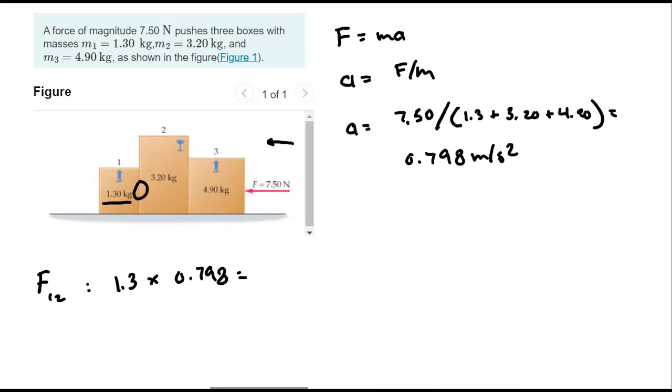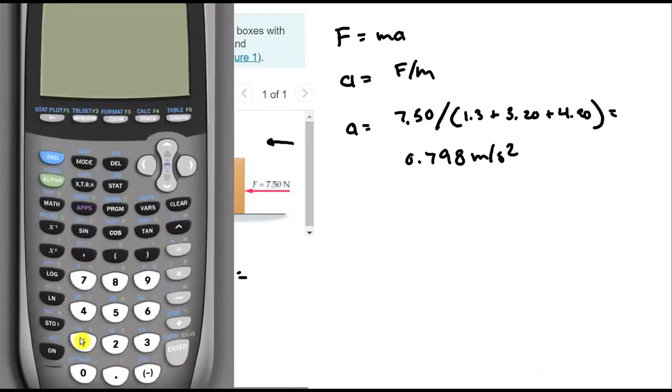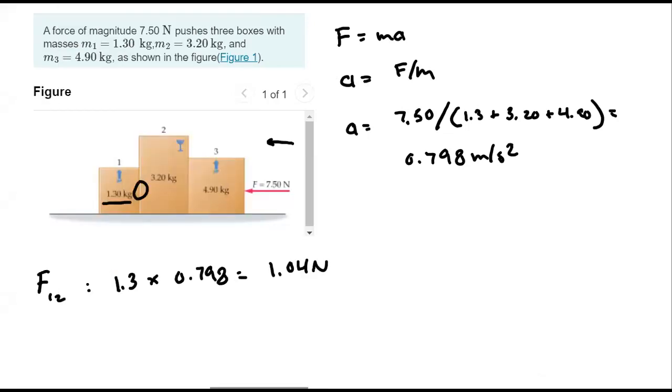to be 1.3 times 0.798, which is, well, let's see, at three significant figures, it is 1.04 newtons. So that is the contact force between boxes 1 and 2.